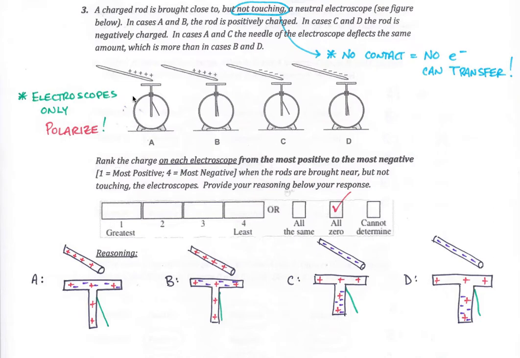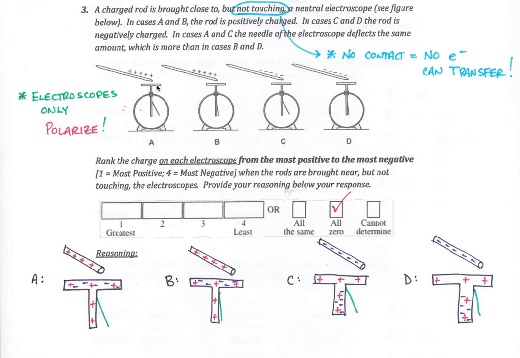And what's happening in each case here is a charged rod is being brought near, but not touching, neutral electroscopes. Now, the important aspect here is that it is not touching. You have to recognize that if there is no contact being made at all, then no electrons can transfer. This rod is not touching the electroscope. You don't have another object coming in and touching the electroscope.